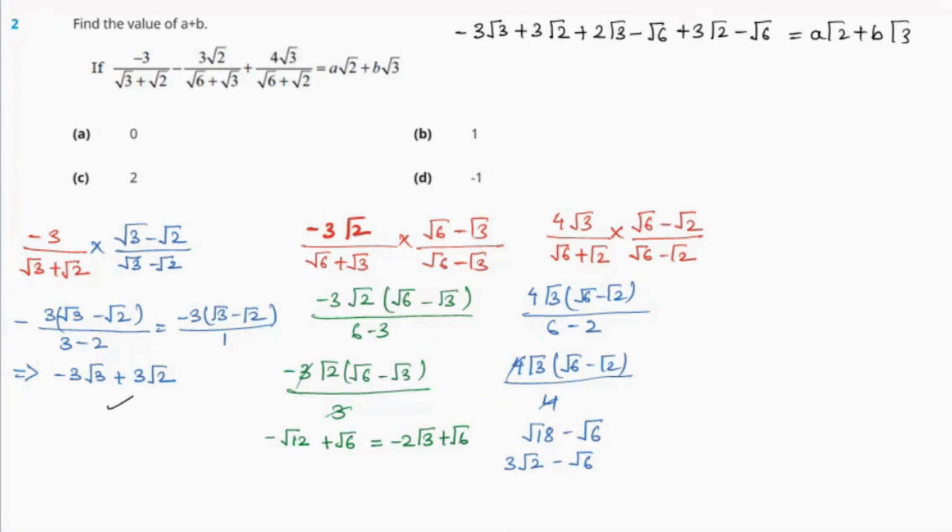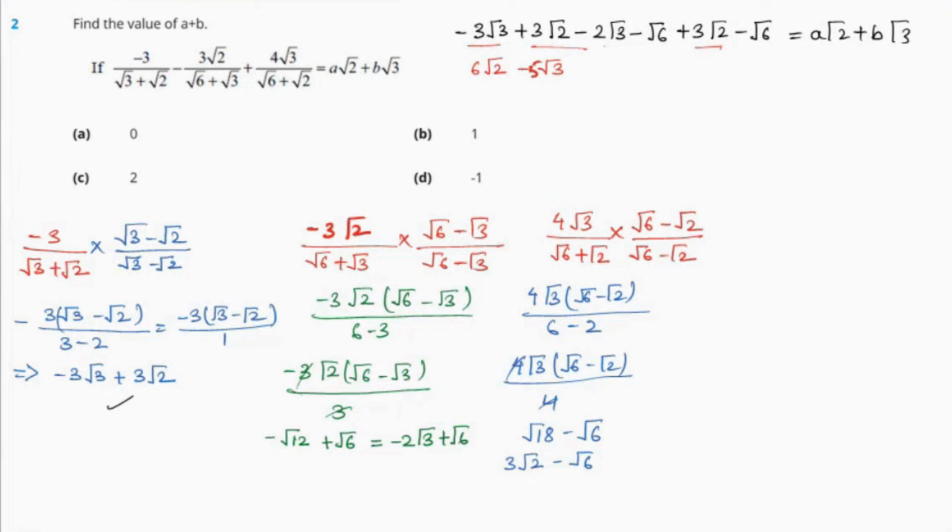okay, now we need to take the terms which contain root 3 together and root 2 together. So this has 3 root 2, 3 root 2 and 3 root 2. Okay, so we have 6 root 2. Now we have minus 3 root 3 and 2 root 3. So minus 3 root 3 and 2 root 3 gives us what? Minus root 3 only. Okay, so this is minus only.